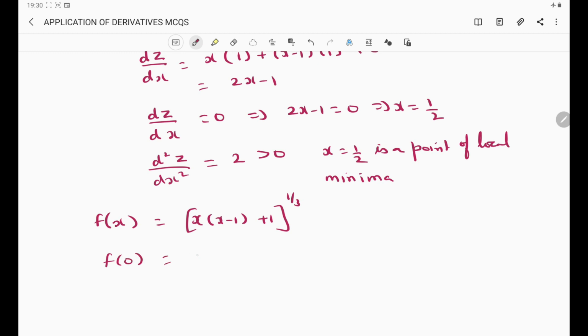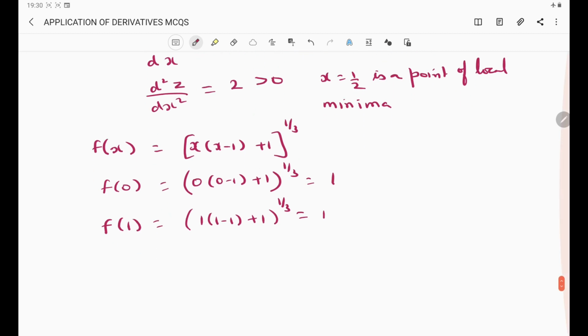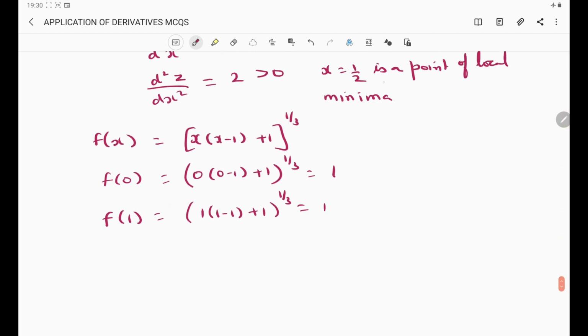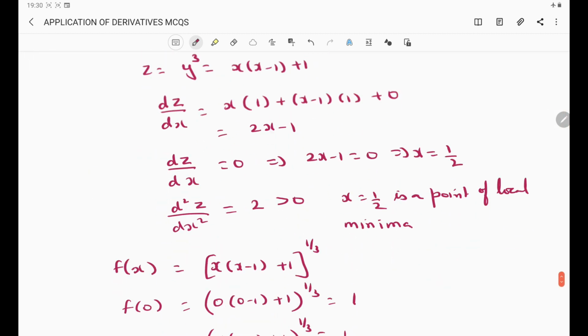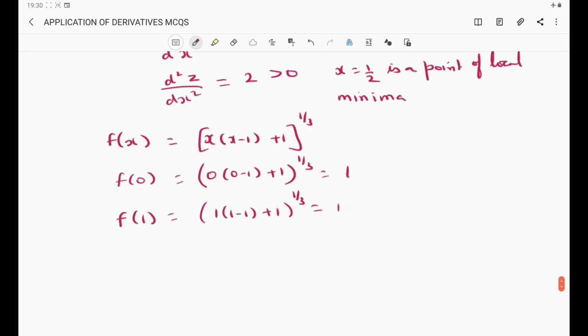F of 0 will be 0 into 0 minus 1 plus 1 whole to the power of 1 by 3. So this is 0 plus 1, so it's 1. And also we find f of 1. F of 1 is 1 into 1 minus 1 plus 1 whole power 1 by 3, that is also equal to 1. And there is no need of checking at half, because half is giving you the minimum value, but the question asked is the maximum value of the function. So x equal to half is a point of local minima, so you are getting the smallest value using x equal to half. So the maximum value should be either from f of 0 or f of 1, and for both you got the answer as 1.